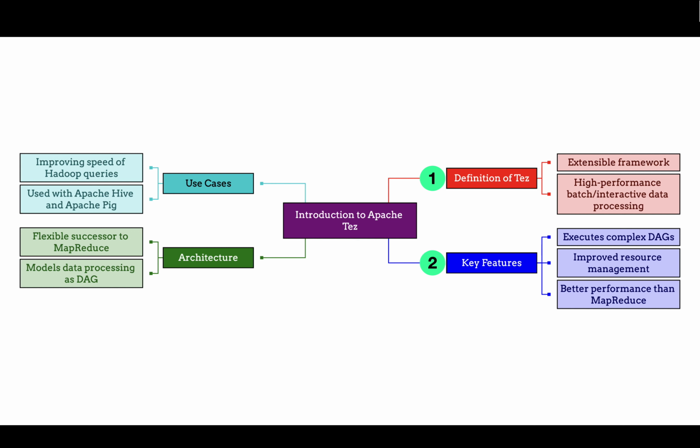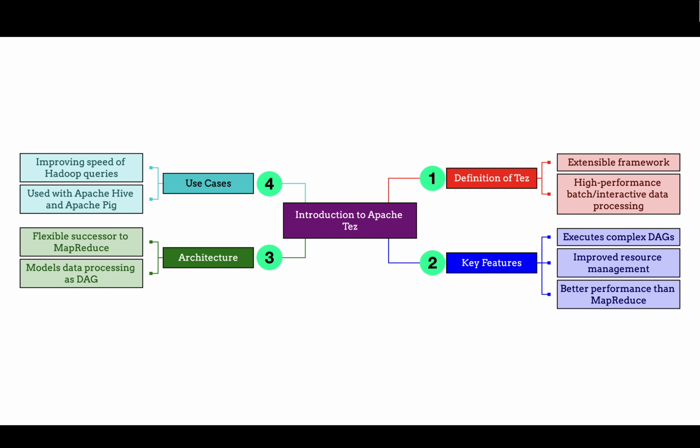2. Key features. Key features of Tez include its ability to execute complex directed acyclic graphs, DAGs, of tasks, improved resource management, and better performance compared to MapReduce, especially for complex tasks. 3. Architecture. Tez functions as a more flexible and powerful successor to MapReduce. It models data processing workloads as a DAG of tasks, with each node in the DAG representing a task or a set of tasks.